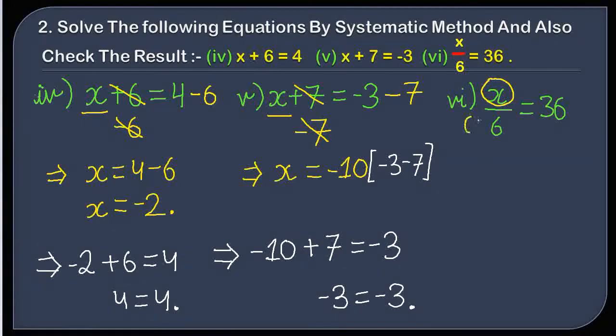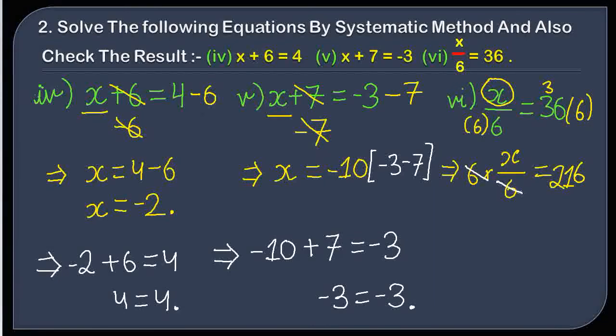So we get 6 on both sides, and we are multiplying. Parentheses mean that we are multiplying. So we get 6 into x upon 6 equals 6 into 36. We are going to do the multiplication. 6 6s are 36, 6 3s are 18, 18 plus 3 is 21, so 216. Here the 6 gets cancelled out as they are inverse operations. So we get the answer as x equals 216.